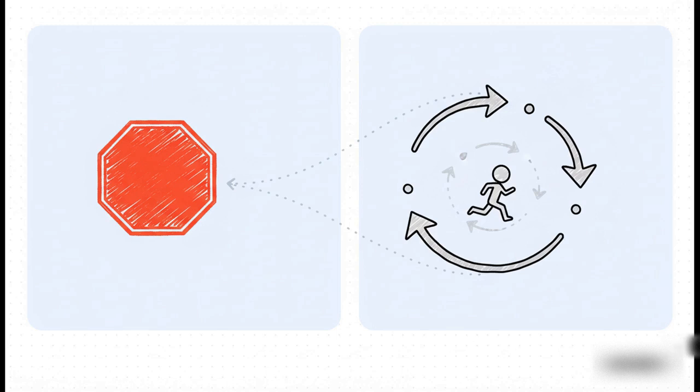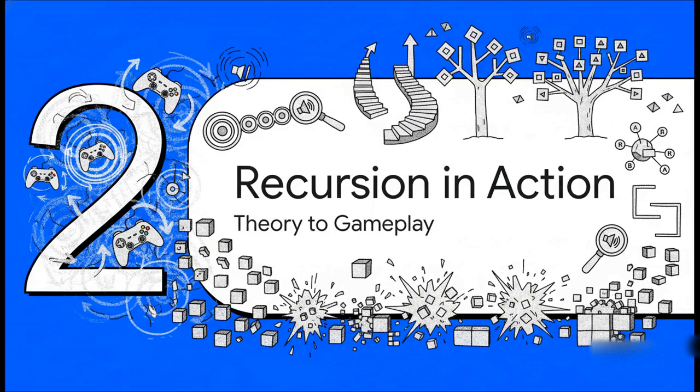Think of this as the emergency brake, the stop sign. It's the condition that tells the function, okay, you're done, stop calling yourself. Without this, you get an infinite loop and, yeah, that's bad. Then you've got the recursive case. This is the part of the function that does the work and then calls itself again. But, and this is key, it does so in a way that gets it one step closer to hitting that base case.